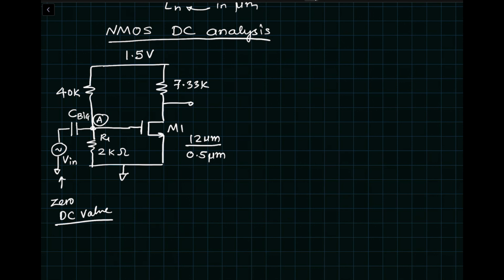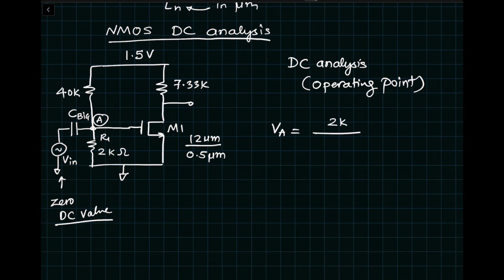So whenever we are given a circuit like this, first we do a DC analysis, or rather operating point. In this case, voltage at node A, VA, is given by, it's a resistive divider, so 2 kilo ohms divided by 40k plus 2 kilo ohms, multiplied by 1.5 volts. So this would be equal to 0.07 volts. And the reason we look at it as a voltage divider is the current going into the gate of the MOSFET, the DC current, is equal to 0.